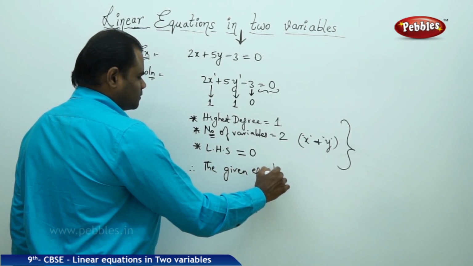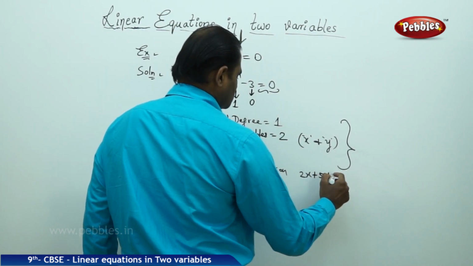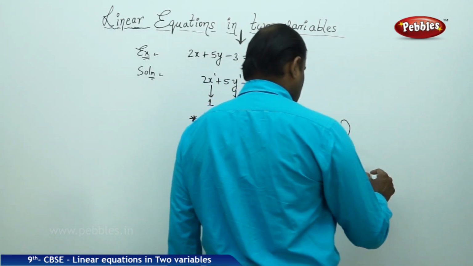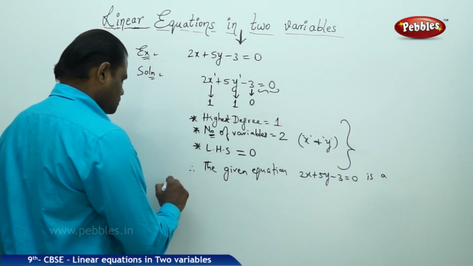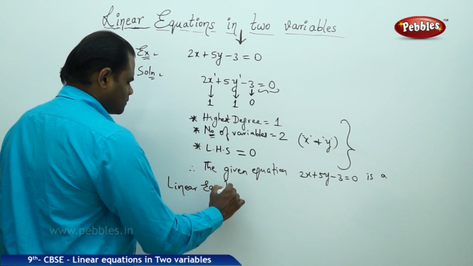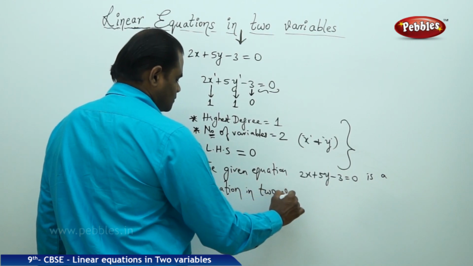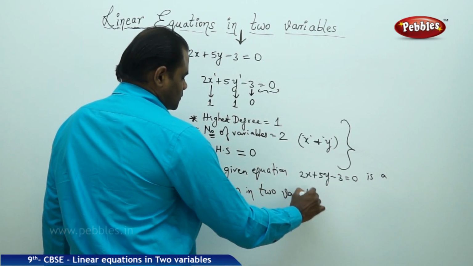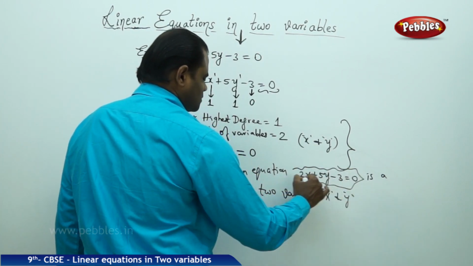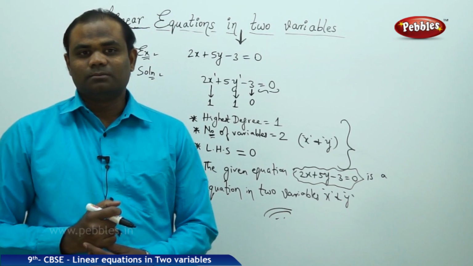the given equation, 2x plus 5y minus 3 equal to 0, is a linear equation in two variables x and y, is how I understand the given example problem.